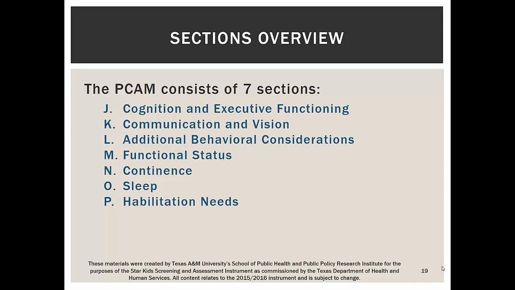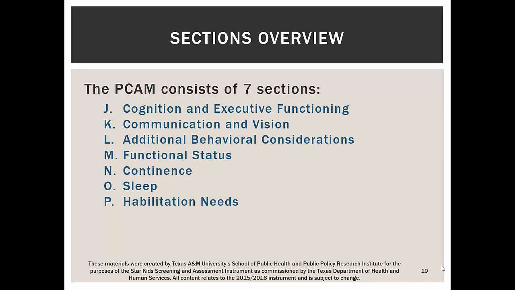Section K, Communication and Vision. Section K focuses on the individual's ability to hear and see. When addressing the questions, code for the individual's ability with any assistive devices that they normally use. Section L, Additional Behavioral Considerations. L1 parallels Section I of the core. You may use many of the same techniques and probes that you used for that section.